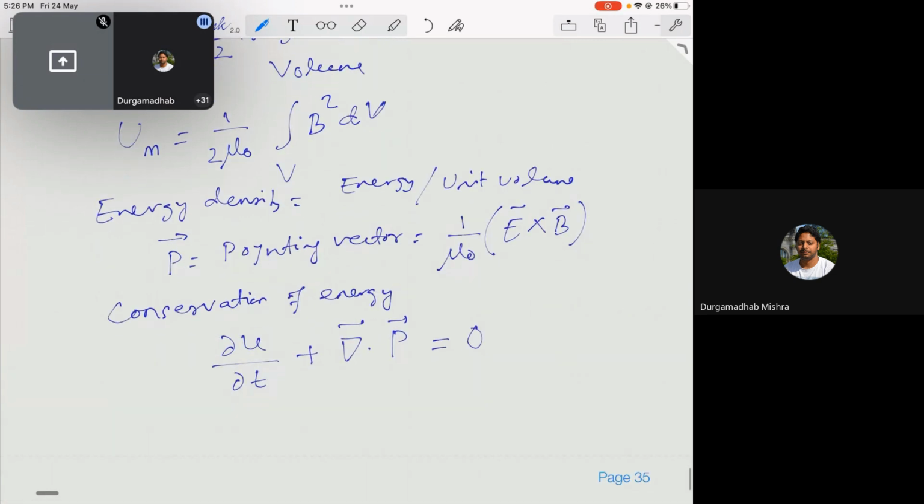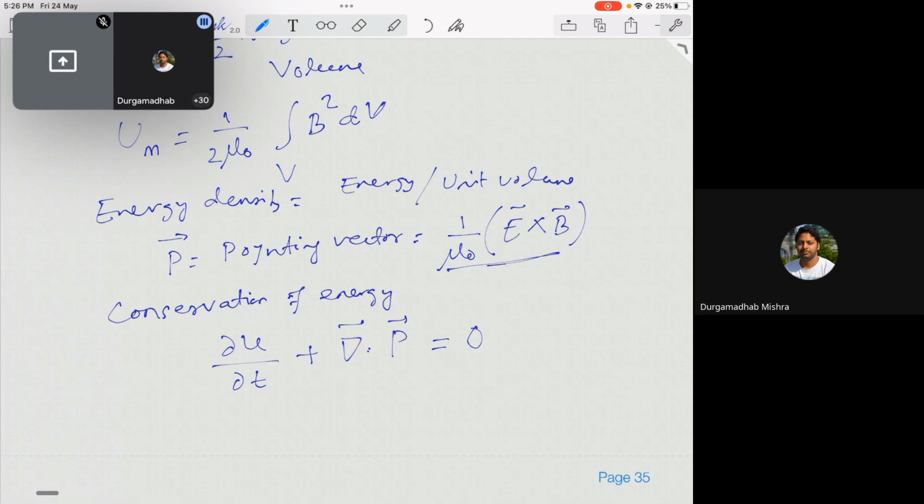Like we wrote for conservation of charge, del dot J plus del rho by del t equal to 0, a similar expression is here. This is the rate of change of the total energy of your electromagnetic wave, equal to the divergence of the Poynting vector P defined here. This is normally how one can find out how much energy is being carried by your electromagnetic wave.